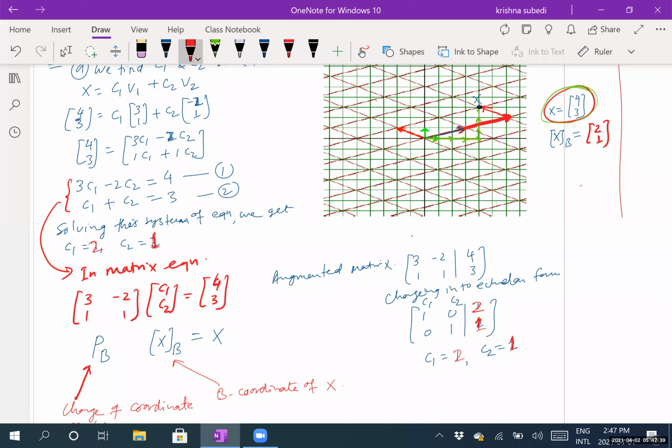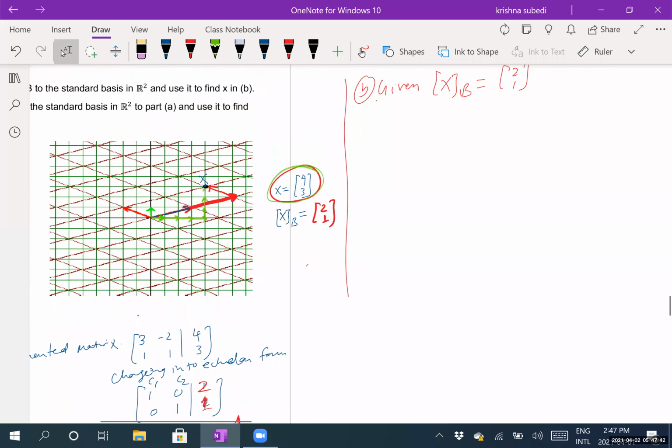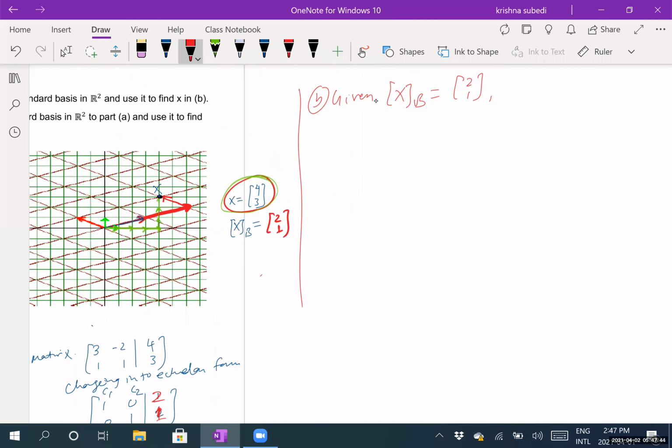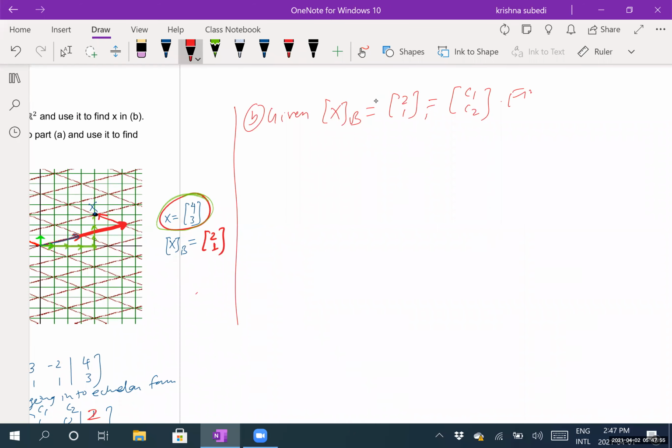Okay. All right, so this is given. That's what we found earlier. So this is given, and what it means is that C1 and C2 are given, and we need to find X. That's the question, right? So we know X is actually C1 V1 plus C2 V2.